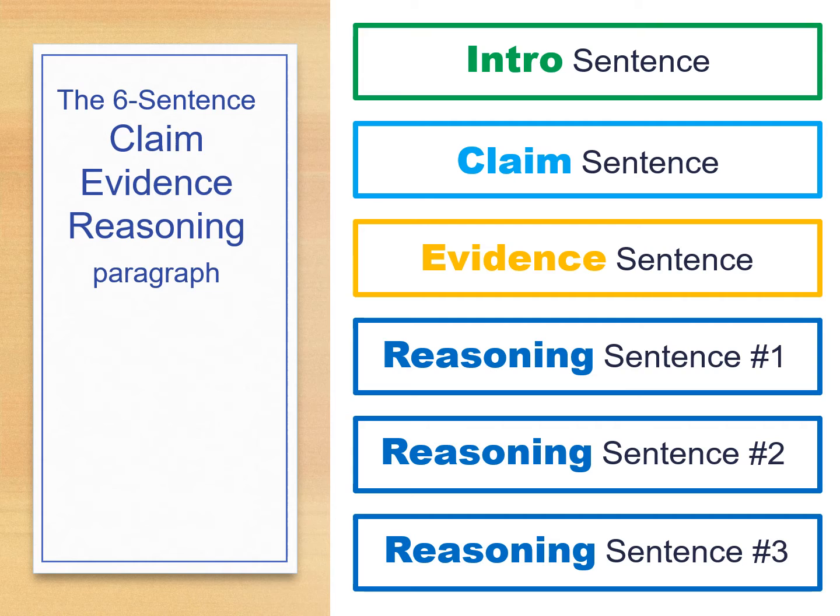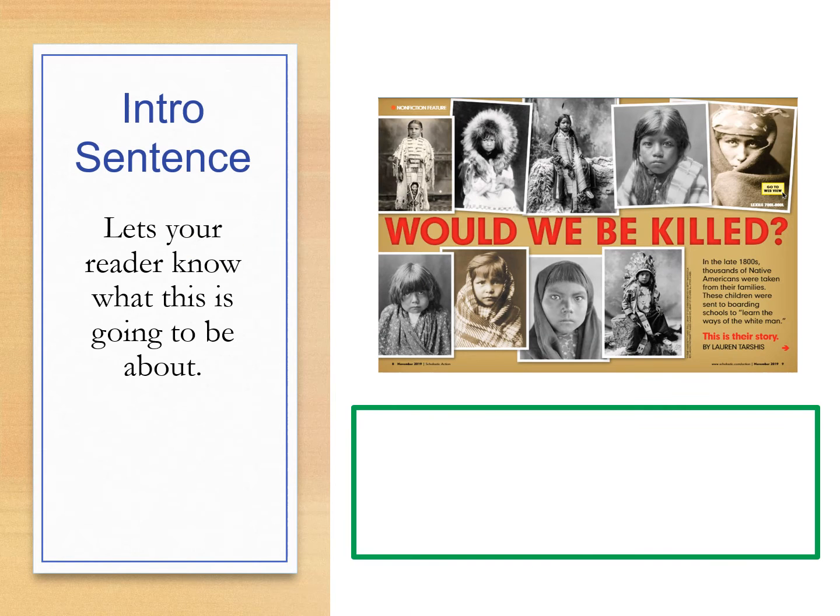Let's go through one sentence at a time, and I'll show you how to do this using the article that we read today. Here's a small copy of the article, and in the green box, that's where our intro sentence is going to go. What an intro sentence does, what its job is, is that it lets your reader know what this is going to be about. It's just really simple. You're introducing what you're going to write about.